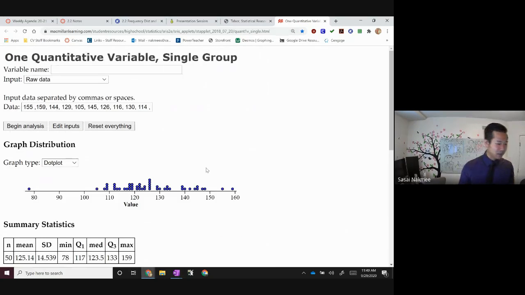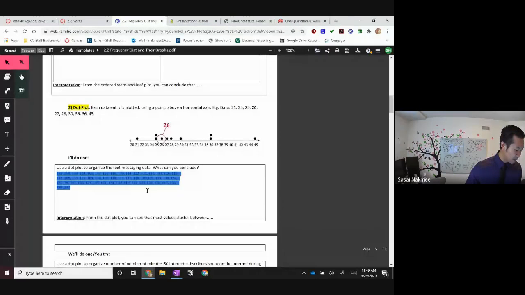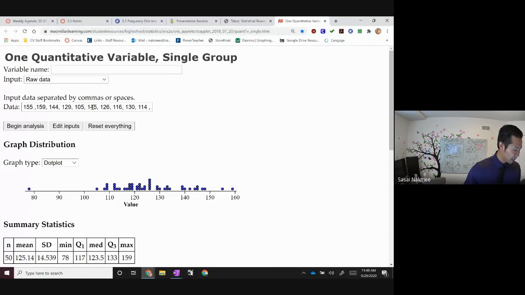What I did was I went to this example and I copied all these numbers and pasted it into this right here for the data. And then I had the data create the dot plot for me. So it's not like your worst nightmare, where you have to go in there and make a number line from 1 to whatever and then make the dots. You can just type the numbers into this website and it'll make the dot plot for you.